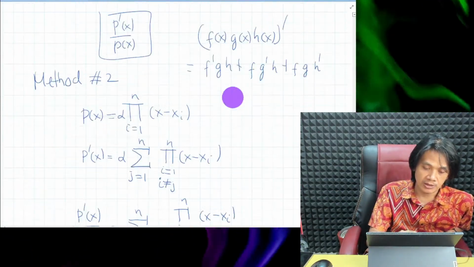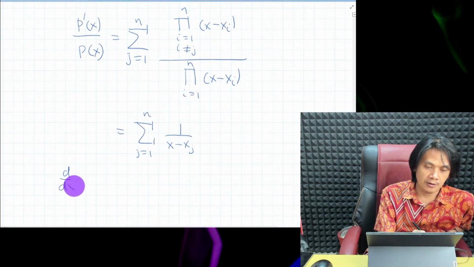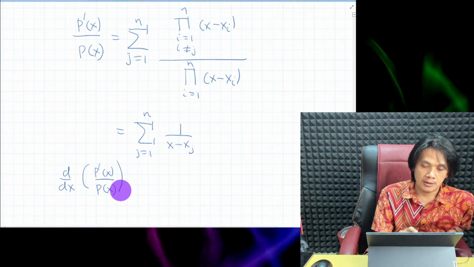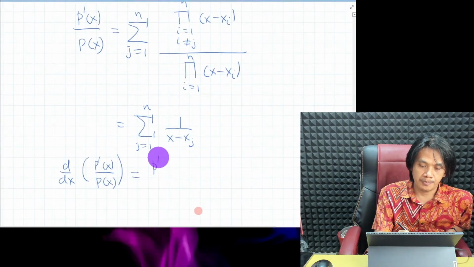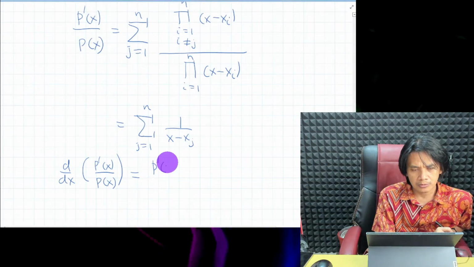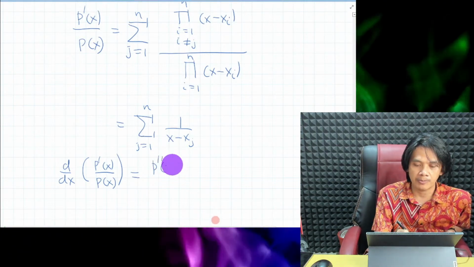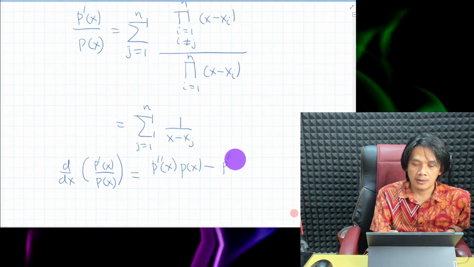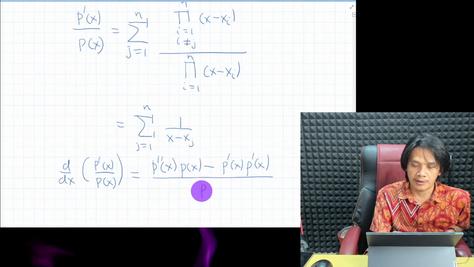Okay, let's do it. Take the derivative of this guy, d dx of p prime of x over p of x is equal to, no, I want to do, yes, oh, it's going to be the other way around. p double prime of x times p of x minus p prime of x times p prime of x, divided by p of x squared.